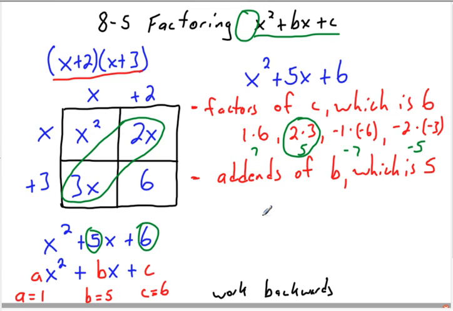Easy enough. And so then we just write out our binomial pair. Now to get an x squared, we know that we have to have an x at the front of each one, right? Because this term came from the multiplication of the firsts. So x squared is x times x. Now the last thing is the multiplication of the lasts, right? So the 6 came from the multiplication of the 2 and the 3. And then we just put a plus sign in between them.